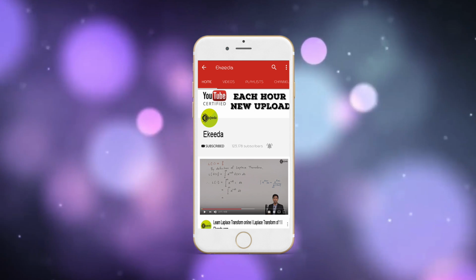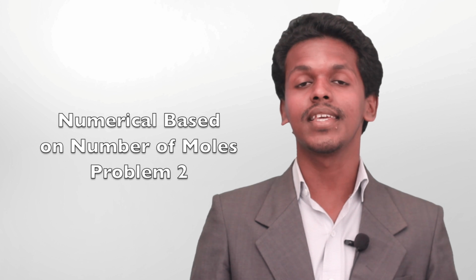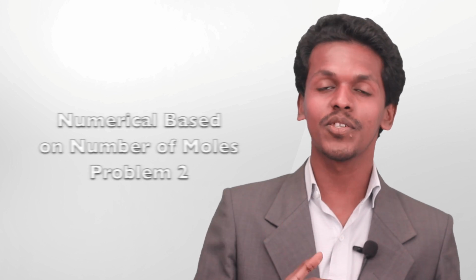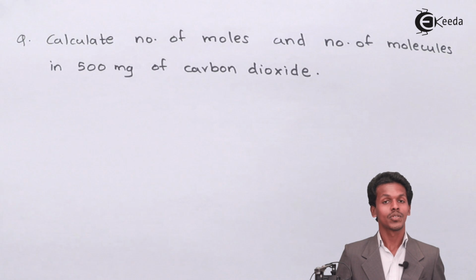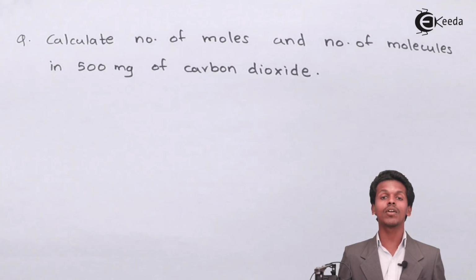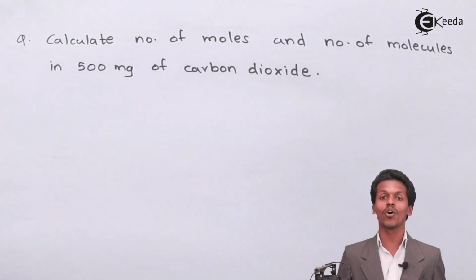Hello friends, this is the second numerical that we are going to do for how we can calculate the number of moles of a particular substance. So let us do it. This is the second numerical but of a different kind. In this case we don't have to find only the number of moles, but we have to calculate something else also. So let us see the question and observe what the given data are.